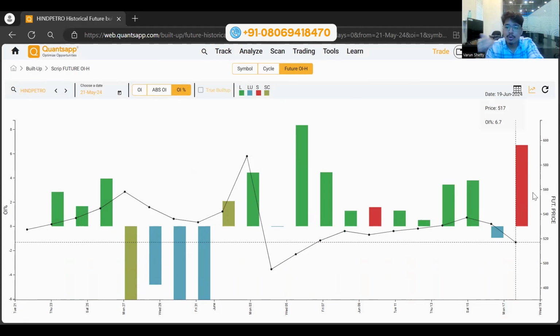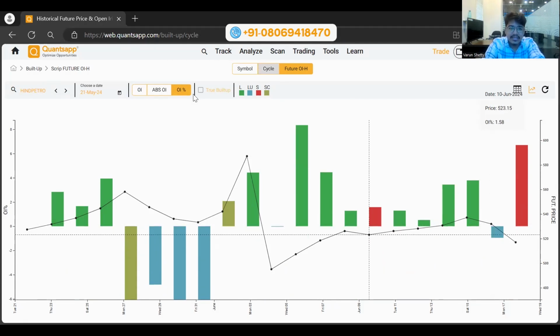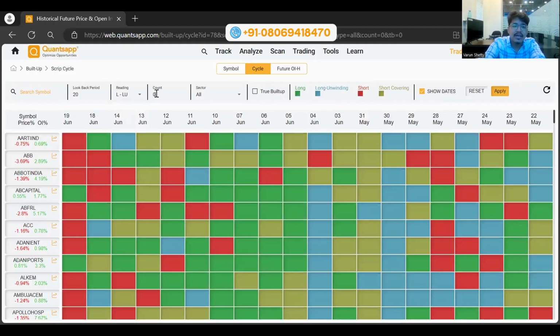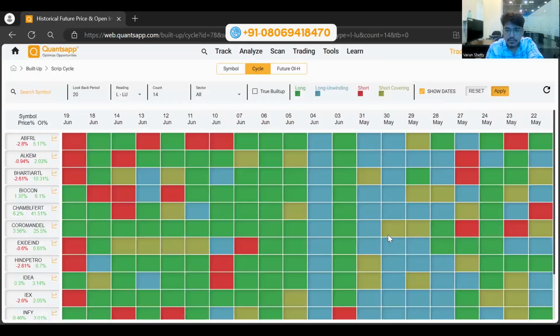Or I can go and enter with a bullish option strategy. Why? Because Hindustan Petroleum could create a bottom here. Same thing you can actually see here if I open the cycle again, long and long. Right? Let's see if I can spot some past examples. Let us see. Okay, let's just take maybe 4th June, everyone was long unwinding. Any other stock which was experiencing like that?